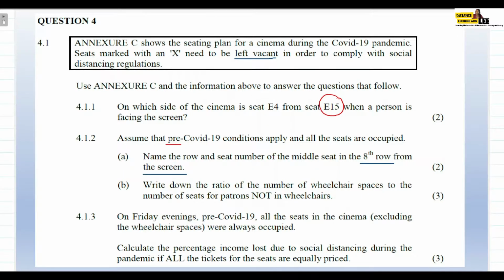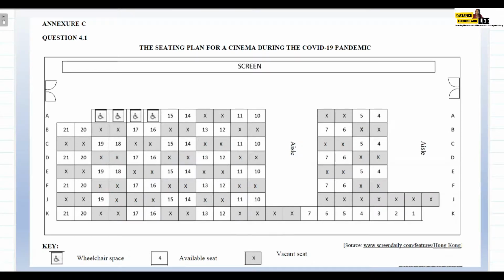All right, let us have a look. We are moving from the screen, so our point of reference, we are here. We want to move 8 rows from the screen. So this is our first row, second row, third row, fourth row, fifth row, 6th row, 7th row, and 8th row. So that is the 8th row from the screen. In this row, we see that we're on row K, and we want to determine what our middle seat is going to be.